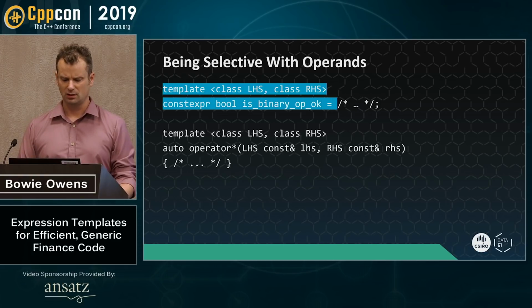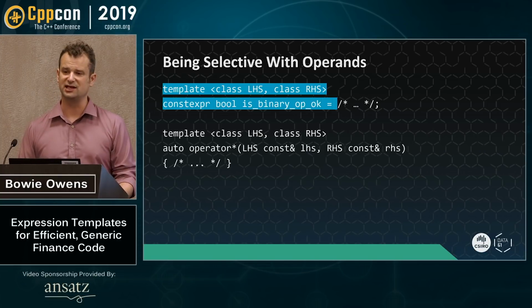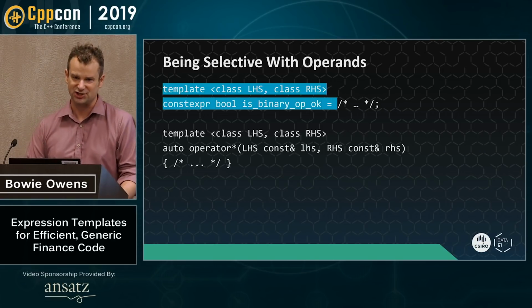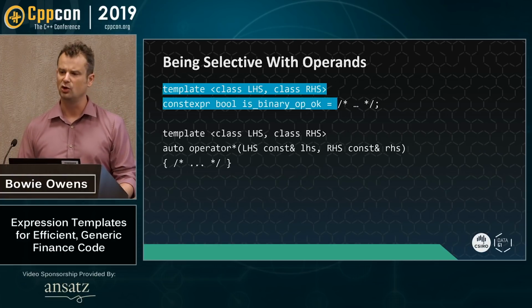So in this implementation, I have used a constexpr bool is binary op OK for each combination of left-hand side and right-hand side. And I simply have to set that to be true in the cases that I want. So I've left out that definition because it goes for a while, and I'm not sure it's that helpful, but I have included it in essentially an appendix section to my slides, which if we have time and people are interested, we can look at later, or you can download after the conference.